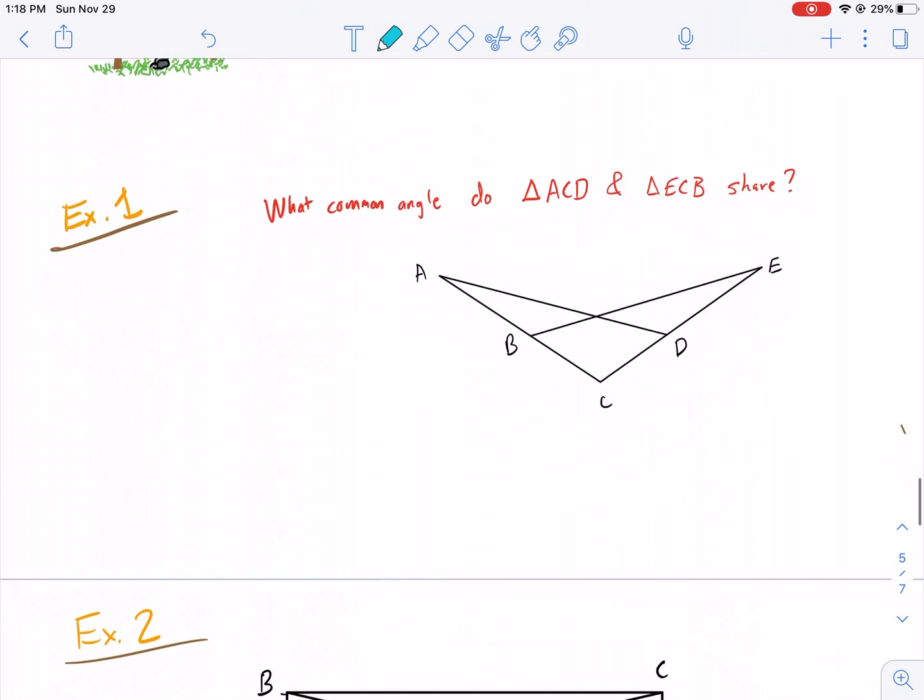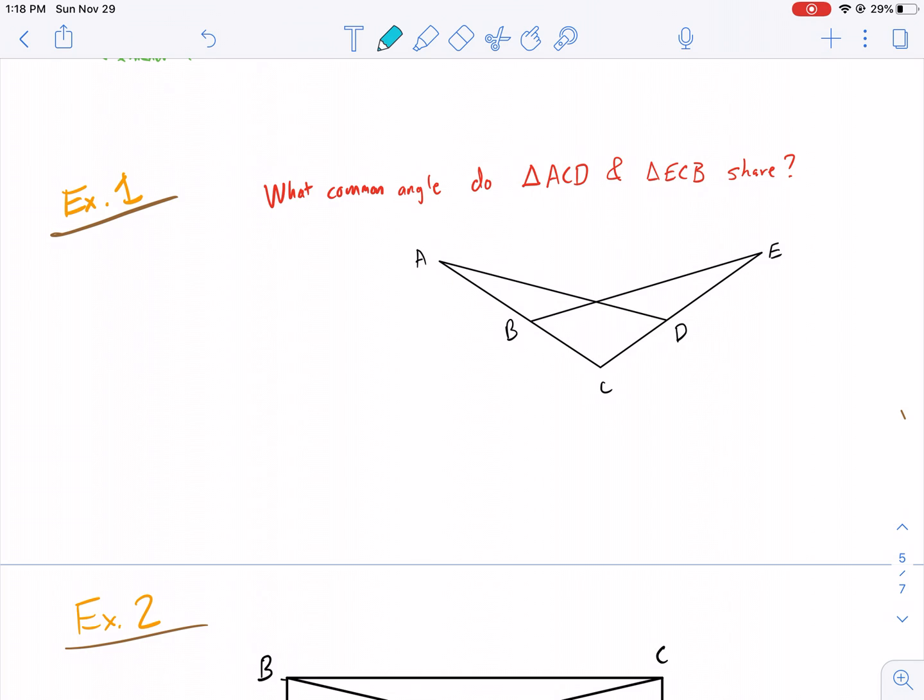What common angle do ACD and ECB share? Okay, so let's kind of label these triangles. So ACD is this triangle. Always good to kind of draw out your triangles first. And then we have ECB, which is this triangle. Okay, so it says what common angle do they share?